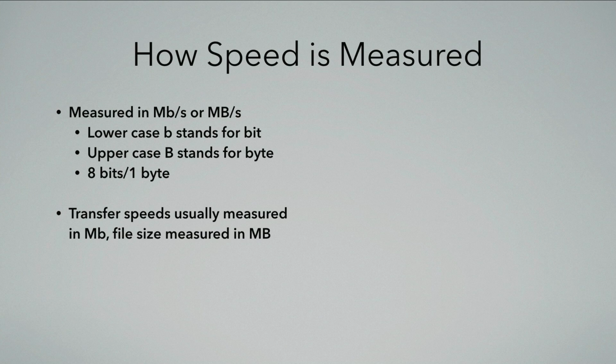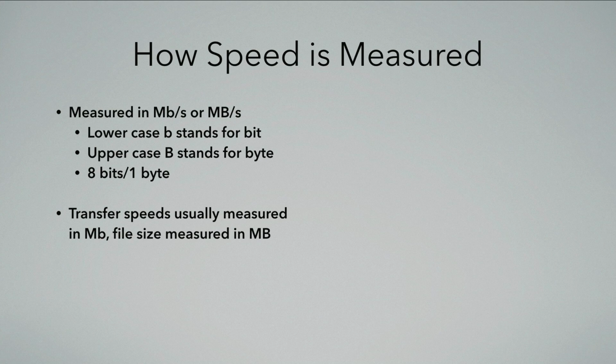So transfer speed is usually measured in megabits. For example, when you talk to your internet provider, let's say Comcast, about your internet speed, they're going to tell you you have, let's say, 20 down and 10 up. That means that you have 20 megabits per second download speeds and 10 megabits per second upload speeds. So usually file transfer speeds are quoted in bits per second, megabits, gigabits, things like that.